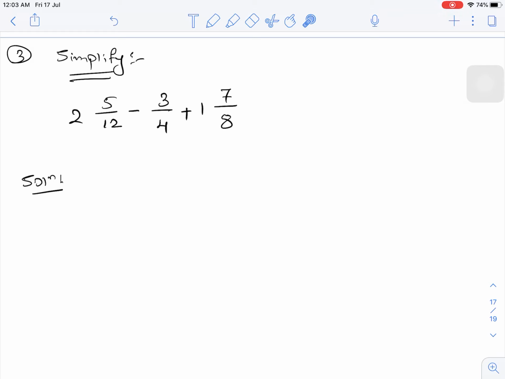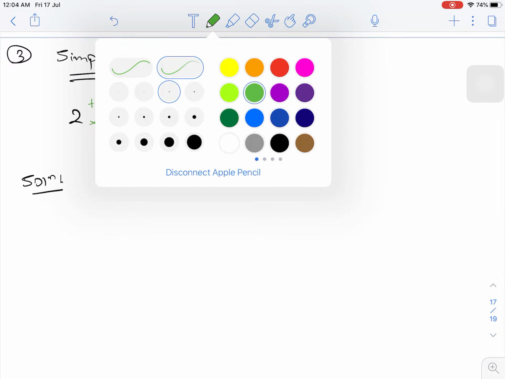Now it can be seen that this number is a mixed fraction, that is 2 5 upon 12, and this one is also a mixed fraction. So first let us convert this mixed fraction into an improper fraction. So what you will get now, 12 2s are 24 plus 5. Let me write here what we are going to do. We are going to multiply these two, and whatever answer will come we are going to add it. Here also we are going to multiply these two, and finally we will add it with 7.